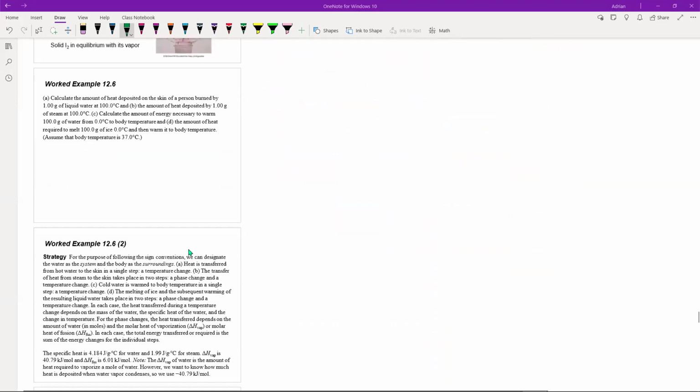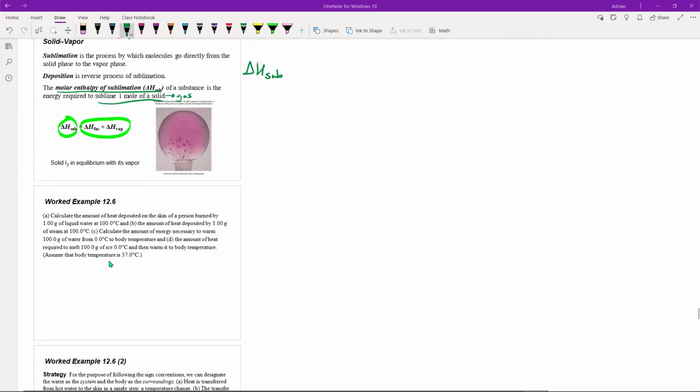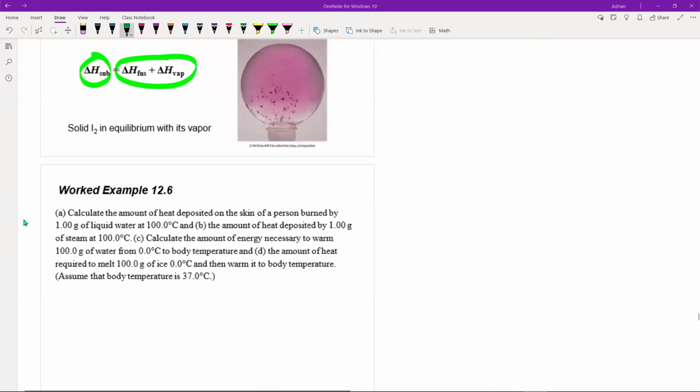All right, so let's take a look at a couple examples involving some calculations using the heating curves, and then also some of the terms we talked about before. So let's take a look at just a couple parts to this question here. Let's calculate the amount of heat deposited on the skin of a person burned by 1 gram of liquid water at 100 degrees Celsius, and then the amount of heat deposited by 1 gram of steam at 100 degrees Celsius. Let's take a look at the first one, A.